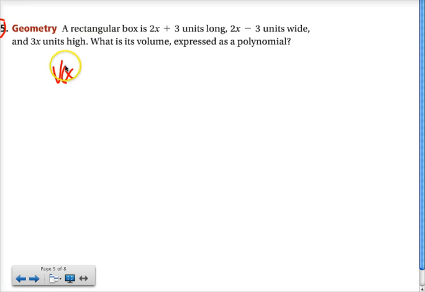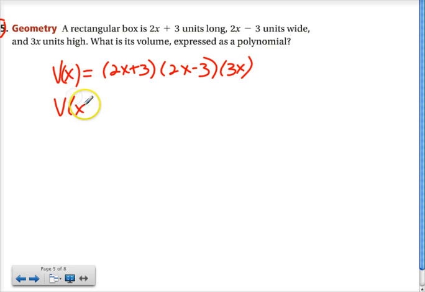So this time we're not going to get a choice, and I'm going to call that v of x for volume. We are supposed to take 2x plus 3 times 2x minus 3 times 3x. And I wrote them down in order, but I would definitely keep that 3x out in front and then just quickly do some FOIL with that difference of 2 squares pattern, the 2x plus 3 and the 2x minus 3. Because we really only have to do first times first.